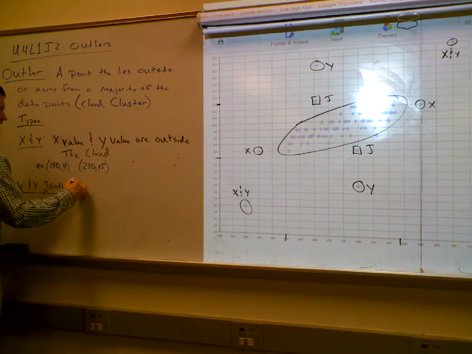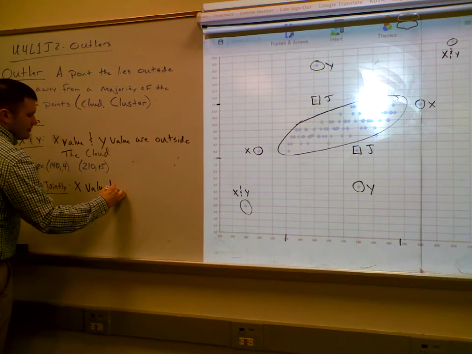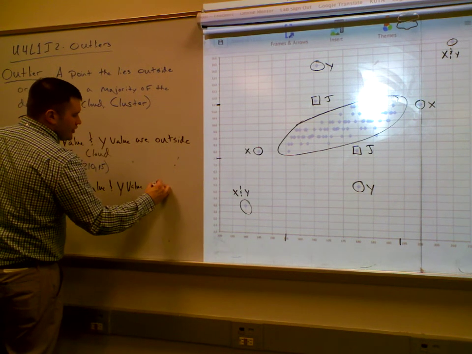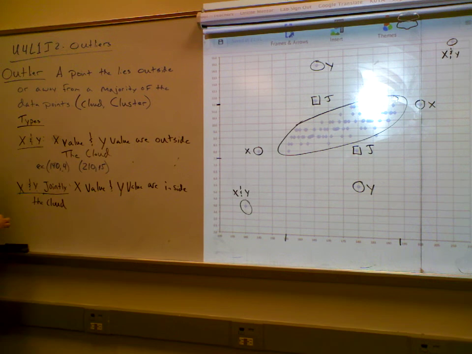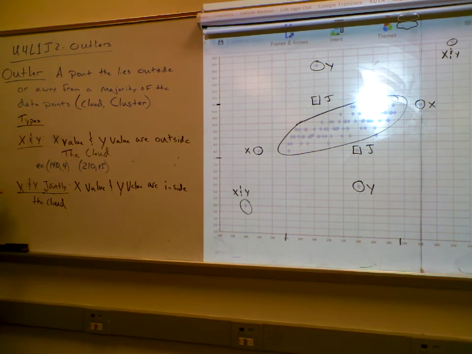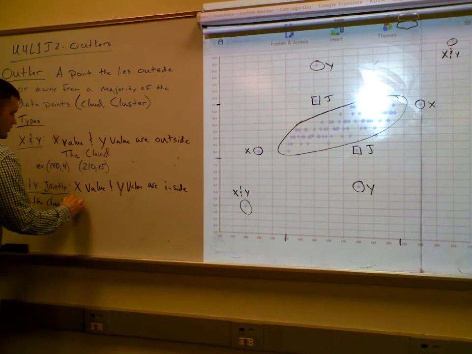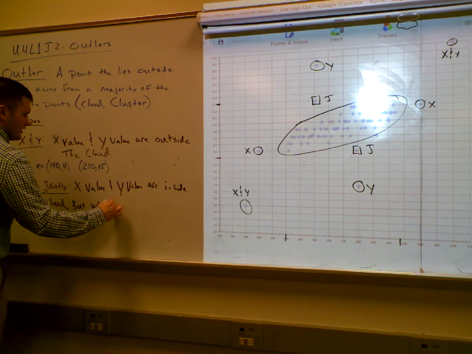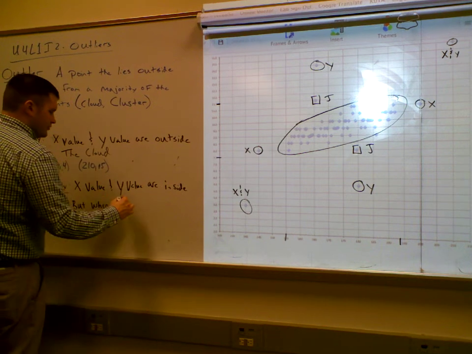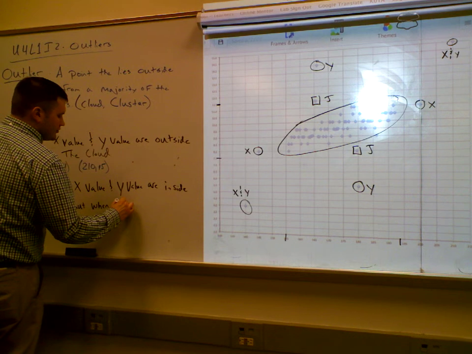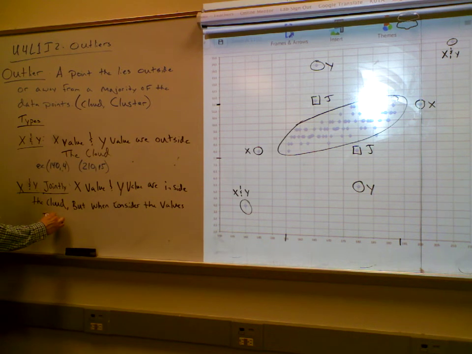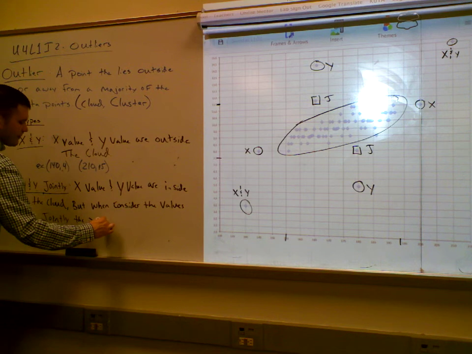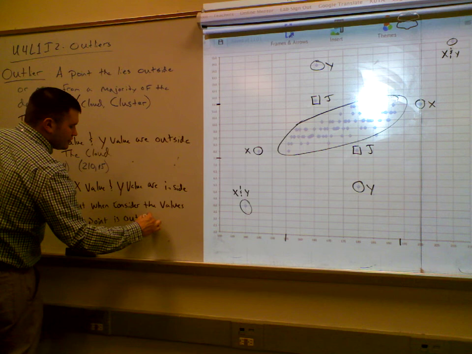So x and y jointly means the x value and y value are inside the cluster or cloud. But when we put them together, the point is outside the cloud. But when we consider them jointly, it's outside the cloud. We consider the values jointly, and that's why it's called jointly considered outlier. X and Y jointly. When we consider the values jointly, the point is outside the cloud.